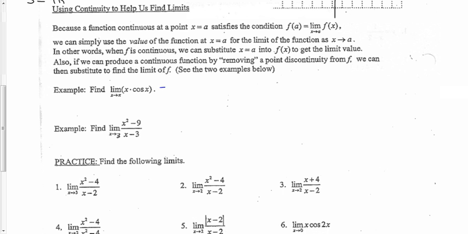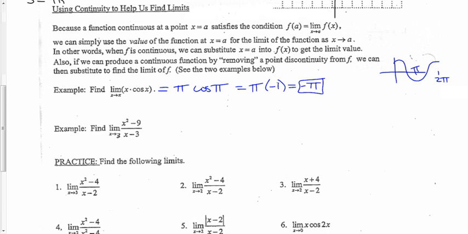So we're going to plug this in, and we get pi times cosine of pi. And we need to actually know what cosine of pi is, and cosine of pi, I believe, is -1. Give me a second. Yeah. So I have pi times -1, which is -pi. So the limit is just -pi simply from plugging in.